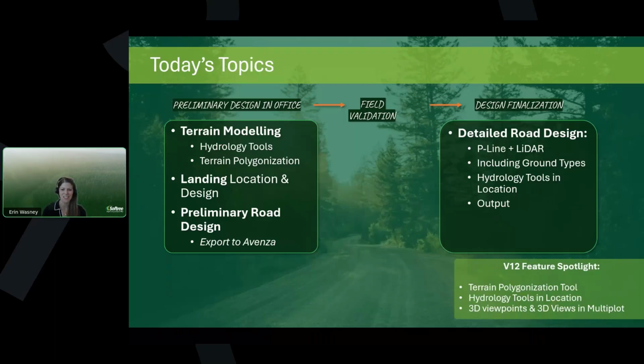And I should mention, this entire industry series really is a way for us to sprinkle in and get folks excited about some of the stuff coming in 12. So today's webinar, we're going to feature a couple of new version 12 tools. That includes the polygonization tool, and then the two tools we're going to have in that detailed road design part. So we're going to include hydrology in location. This is awesome if you want to understand the impact that your road is having on natural drainage patterns, as well as if you're trying to figure out where to put culverts. Hydrology in location makes that a whole lot easier.